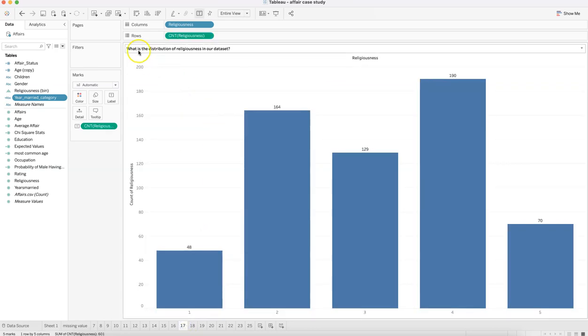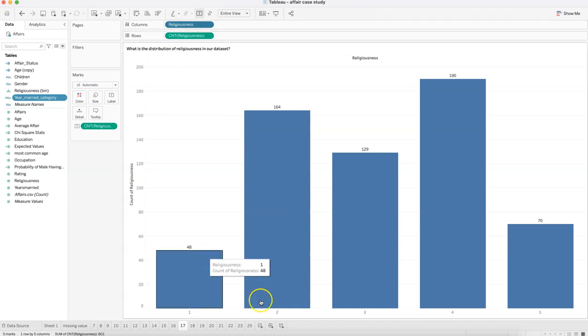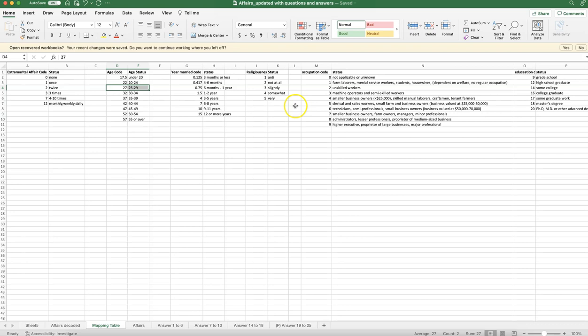Then question number 17, what is the distribution of religiousness? So this is the count of religiousness over here. So religiousness in the column. If you see this religiousness as a dimension, I have converted, I believe. Yes, the same column, religiousness over here, religiousness count over here. I think I tried to create the bin. However, I felt this is the better representation, where 194 people are highly religious. So again, I'll go back to Excel and show you the religiousness code.